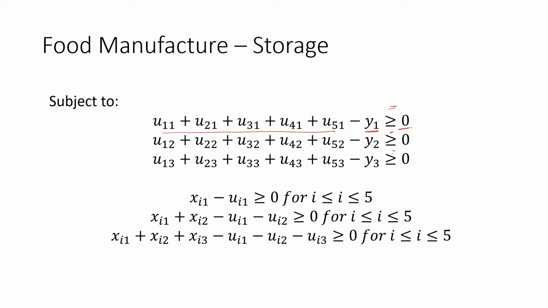What about these next ones? What does this represent? This says that the amount that you buy in the first month has to be more than the amount that you use. This one is for the second month, and this one is for the third month. So it's basically saying that you aren't trying to use more than you've purchased. So those are new constraints.